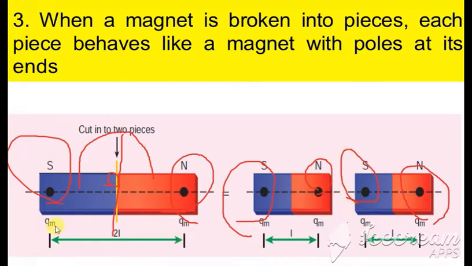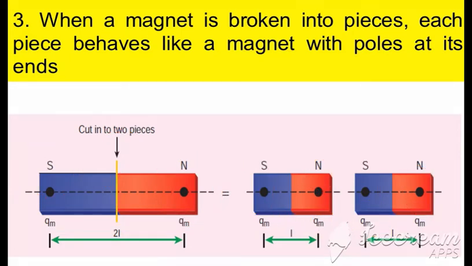The full length 2L becomes L and L, but here the pole strength is also different. So it behaves like a magnet with the poles at its ends. At the ends, poles will be there. The pole strength is Qm. Clear with this? So this is the third property of magnets.